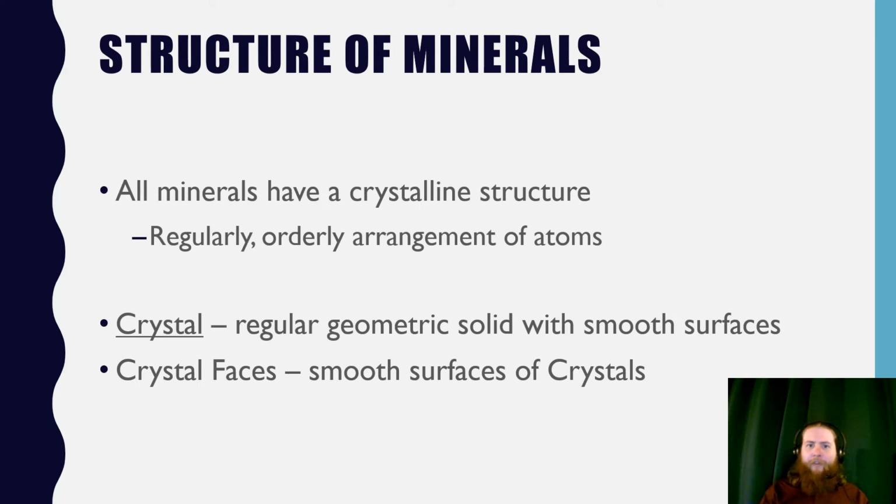The structure of minerals. All minerals have a crystalline shape, which means that they have a regular, orderly arrangement of atoms. A crystal is a geometric, regular solid with smooth surfaces. And the faces of a crystal are the smooth surfaces of the crystal. They're the ones that kind of reflect the light back out.